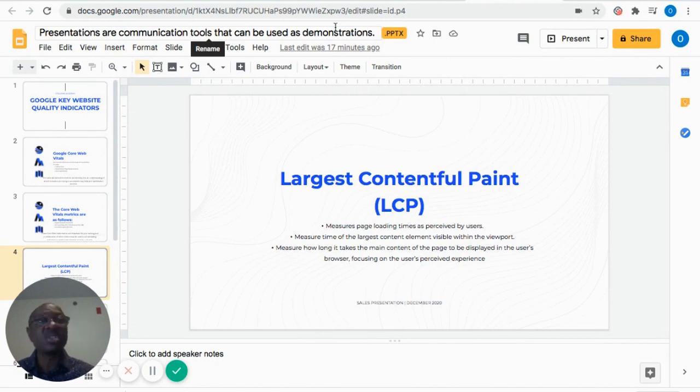So focusing on the user perceived experience. That's what I've just said. So it is absolutely very important when you're looking at all these metrics, because this is what is going to help your ranking going forward. So it's important that you pay attention to this.